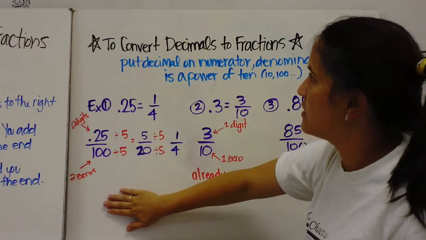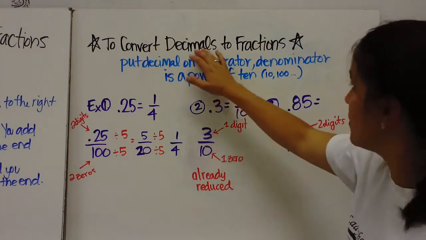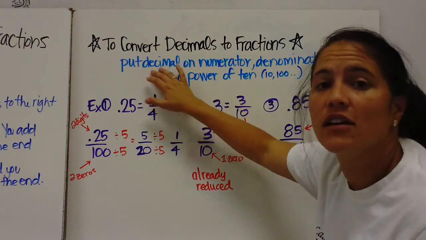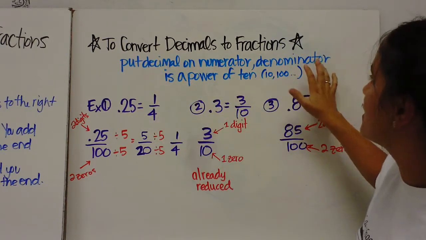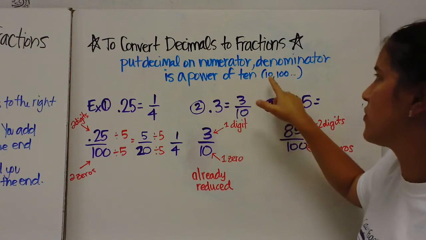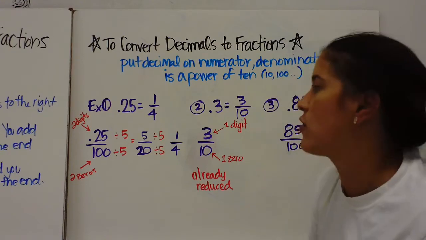All right, so this is to convert decimals to fractions. To convert decimals, you put the decimal in the numerator, whatever the decimal is, that goes in the numerator. And then the denominator is a power of 10. We're either going to use 10, 100, 1,000. So your denominator is always going to start off as a power of 10.